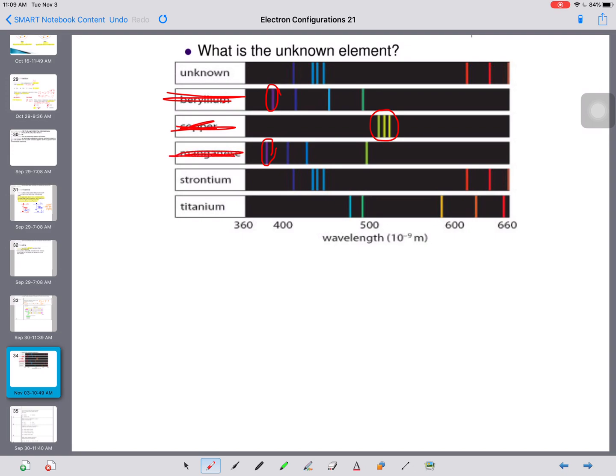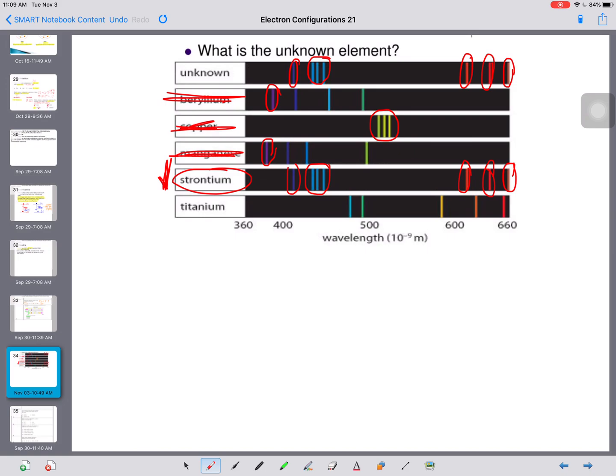Strontium. Strontium has this blue line. That blue line is there. It has these 3 lighter blue lines. Those 3 lines are there. It has this orange line. That's there. This red line. That's there. And this last little orangey red line at the end, that is there. So this is strontium. Okay?